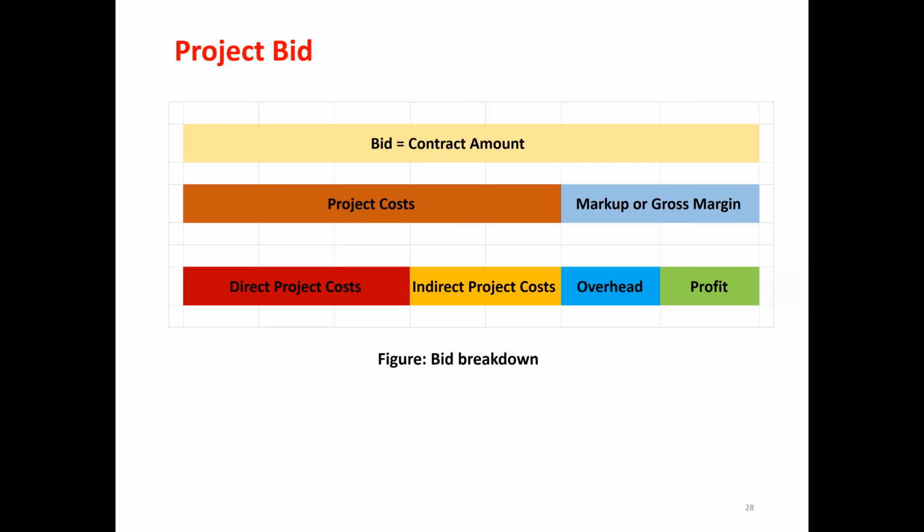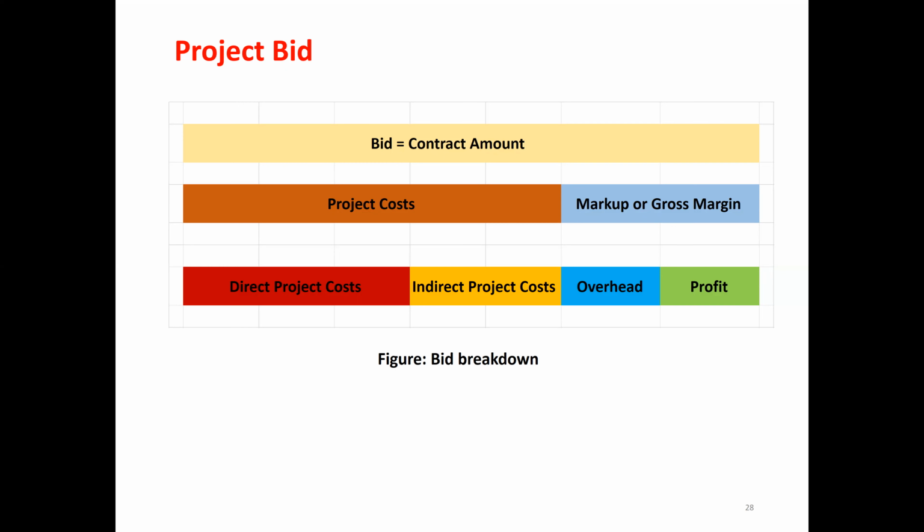So what does it mean when we say project cost? It means direct cost and indirect cost. Direct cost is the cost of material, labor, and equipment. Indirect costs are like site office cost, engineers cost, vehicles.